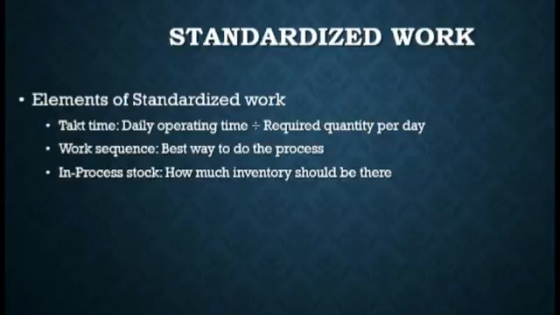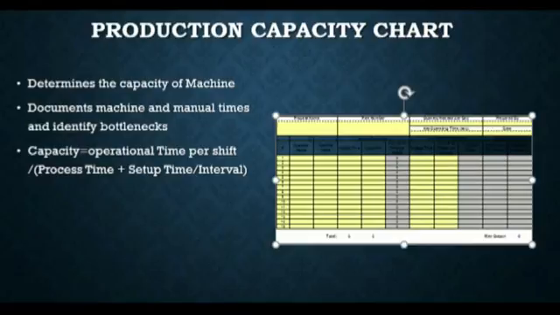So there are four charts through which we can achieve the standardized work. The first one is production capacity chart. The second one is standardized work combination table, and third one is work element sheet. So the first chart is a production capacity chart.